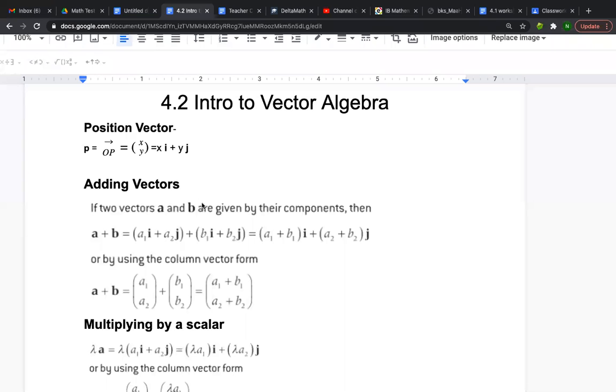Okay, so this is now the introduction to vector algebra. This is where we get to apply the last lesson with some numbers, which I think helps make it make sense. The first thing we're going to talk about is a position vector. This goes along with the displacement vector. Specifically, a position vector usually starts at the origin, that's where the O is in OP, to then a point P, like an XY coordinate.